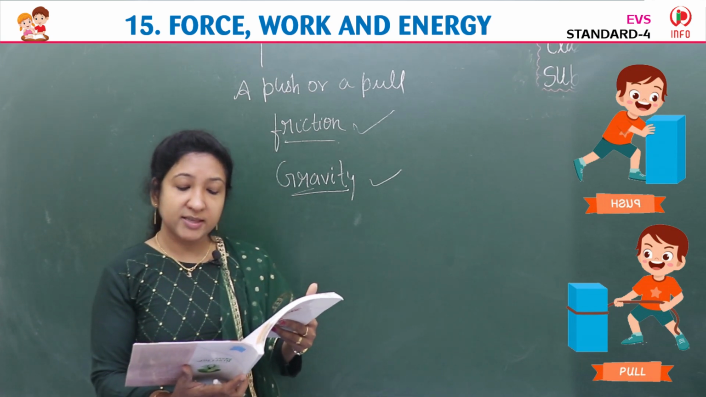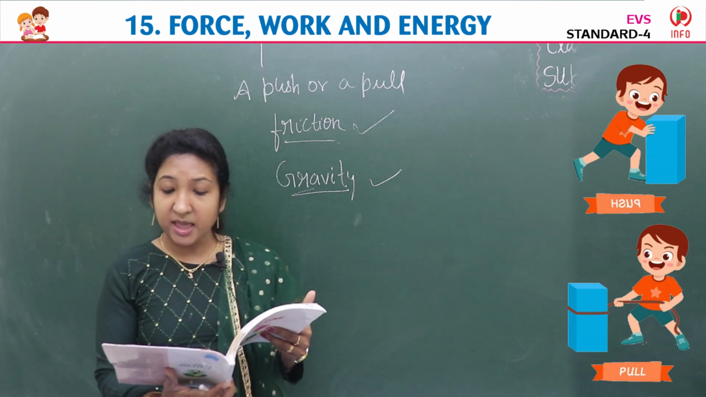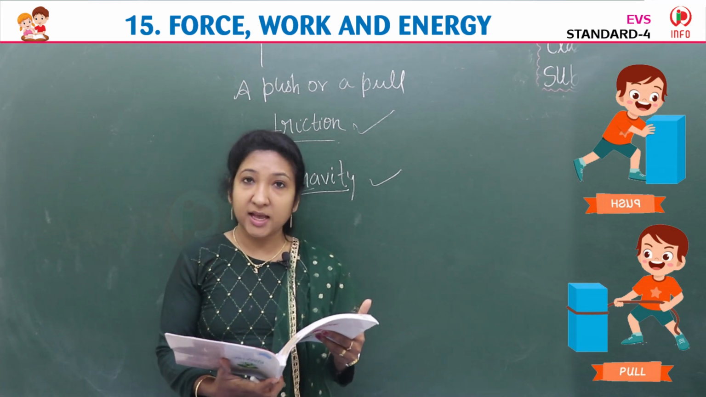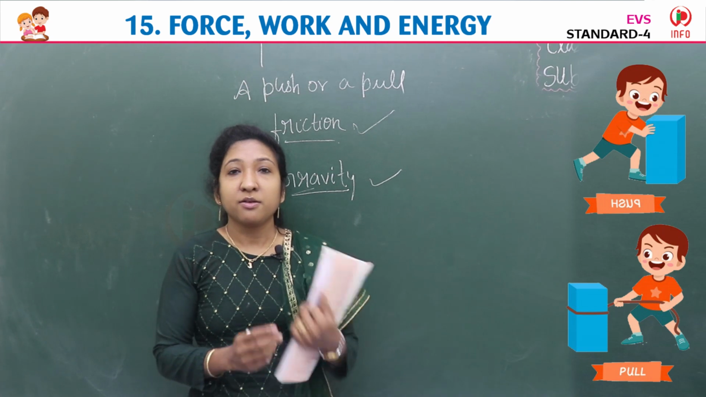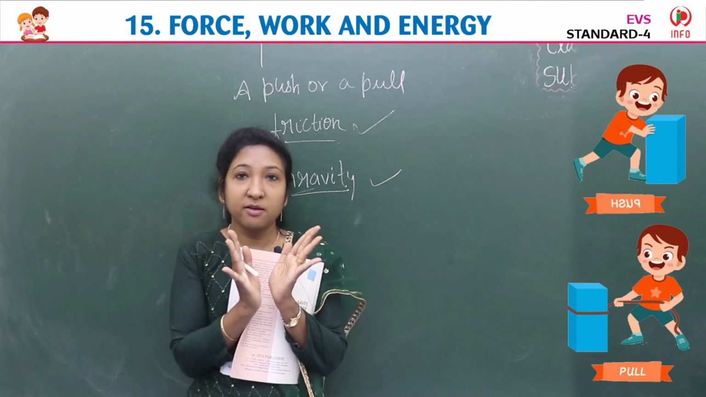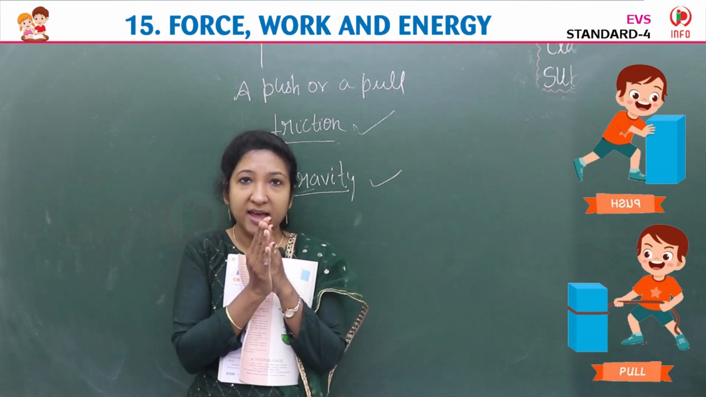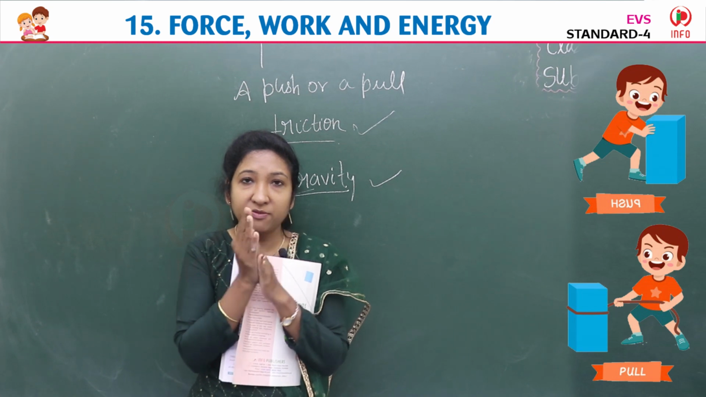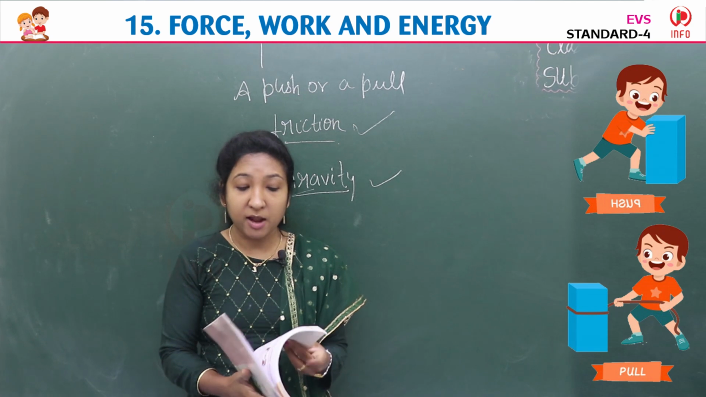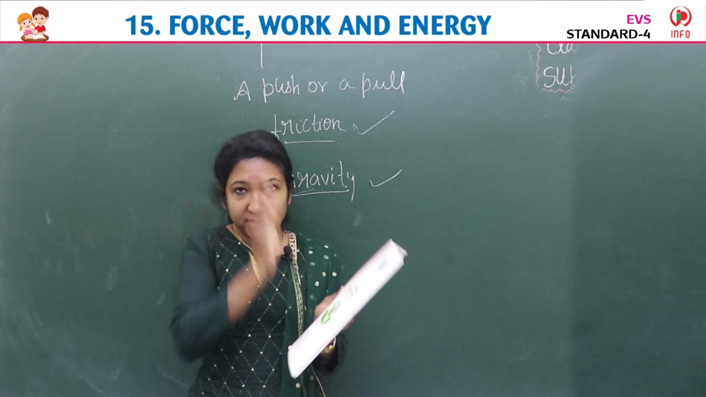So when the surfaces of two bodies are in contact with each other, a force is required to move or slide one of them over the other. When two bodies are in contact, can you rub your palms against each other like this? Two surfaces are in contact. Heat is produced, isn't it? So this is also an example of friction. Force is required to rub, isn't it?